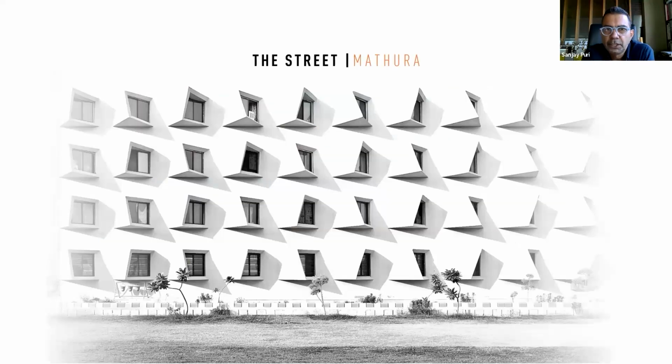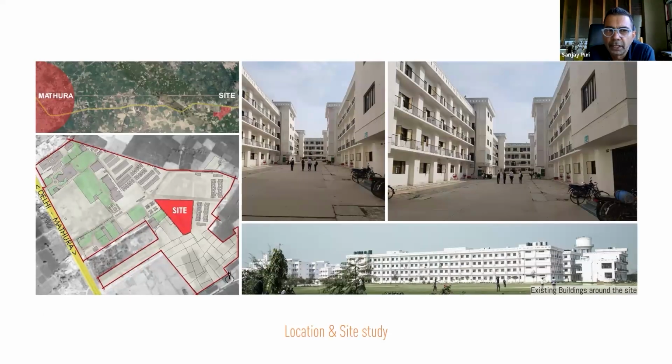This project is the street, which is an 800 room students hostel, which we had to finish in 8 months from design to execution. Now, this is the site. The red portion, which is a trapezoidal shape, is the site that we were given to construct these 800 hostel rooms for boys. And these are the buildings and the rest of the campus.